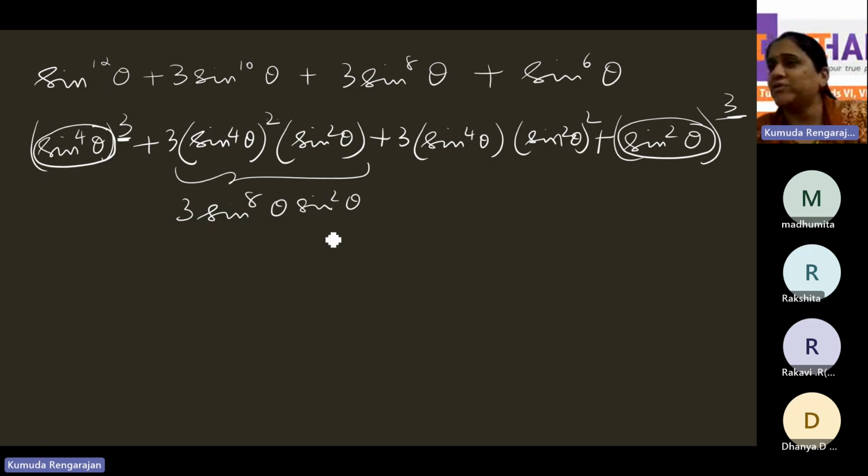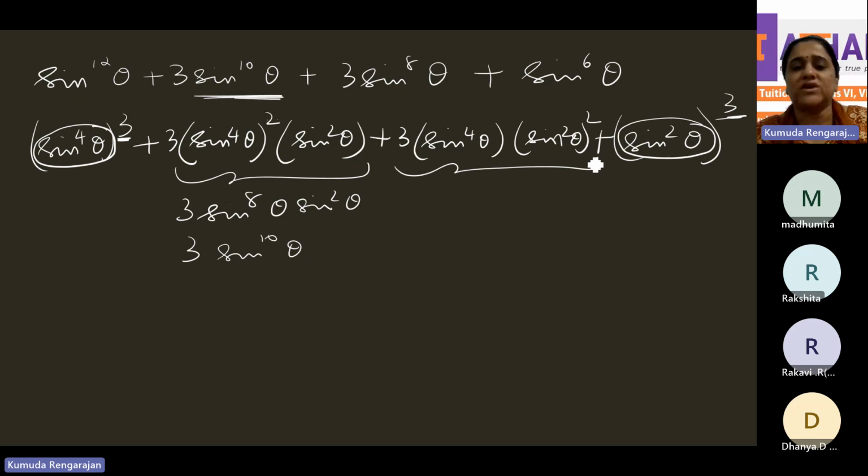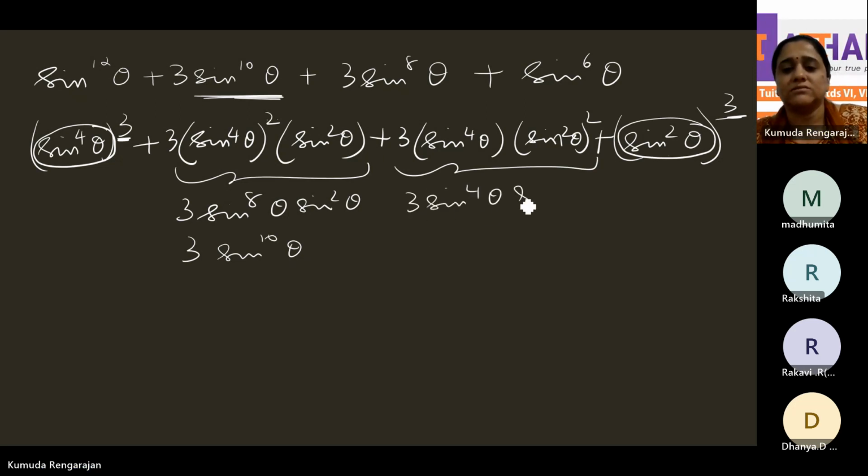When bases are the same and it's multiplication, we add the powers. So this is nothing but 3 sine theta to the power 10. Because when you have a to the power 8 into a square, how do you simplify? We add the powers. So it is 3 sine theta to the power 10. This one, try to simplify and check. So it will be 3 sine theta to the power 8.